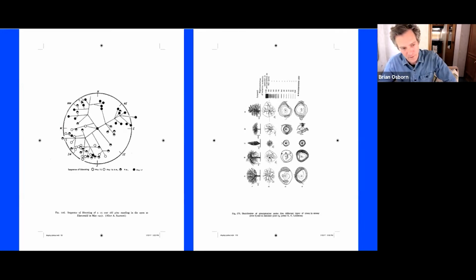The sequencing of blooms on a plant throughout the day or throughout the season. On the right, trying to preserve the book orientation, the image is rotated 90 degrees, but it's looking at tree interception and the way that rain falls through various types of trees.